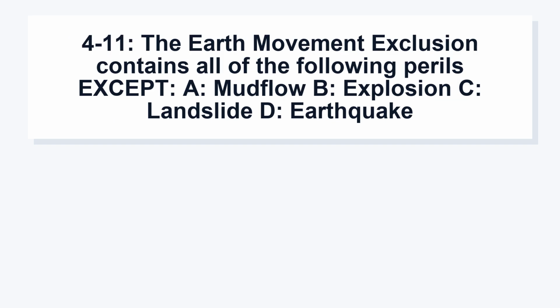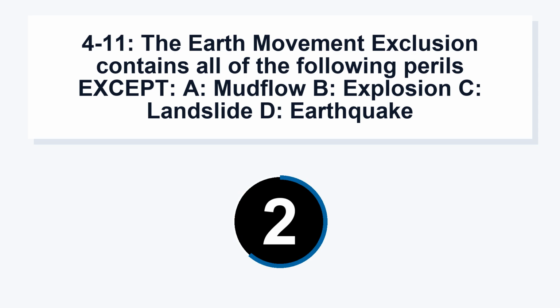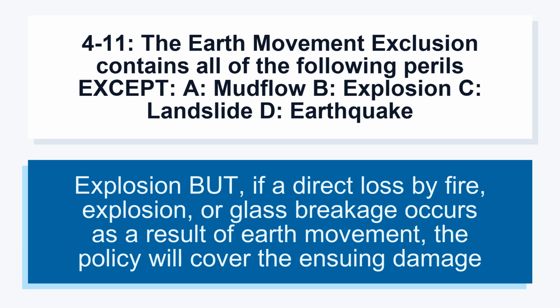4 to 11: The earth movement exclusion contains all of the following perils except A. Mudflow, B. Explosion, C. Landslide, D. Earthquake. Explosion. But, if a direct loss by fire, explosion, or glass breakage occurs as a result of earth movement, the policy will cover the ensuing damage.